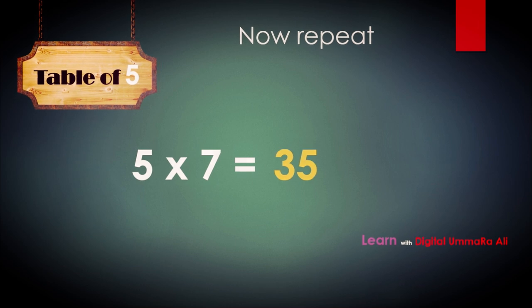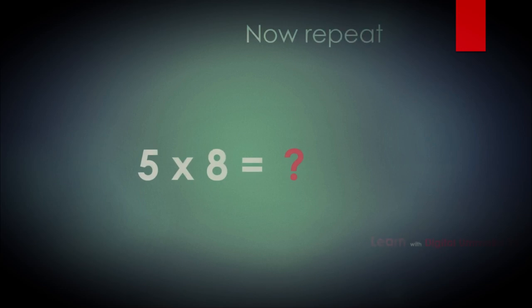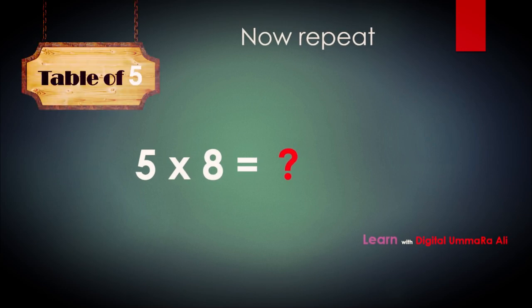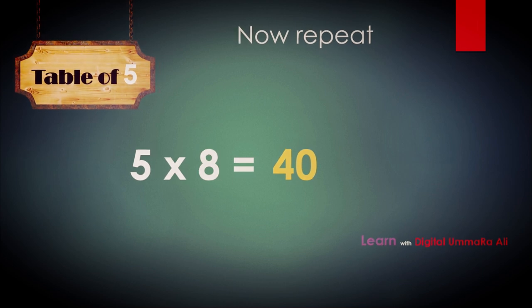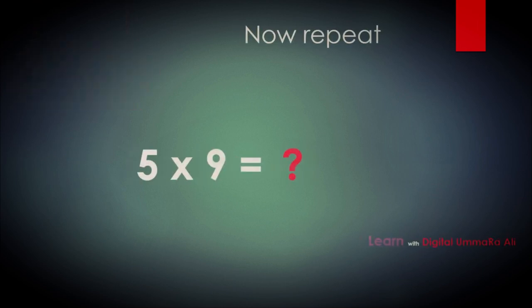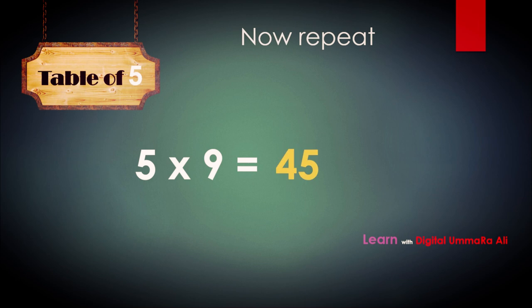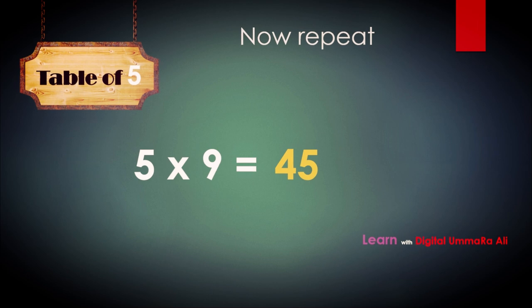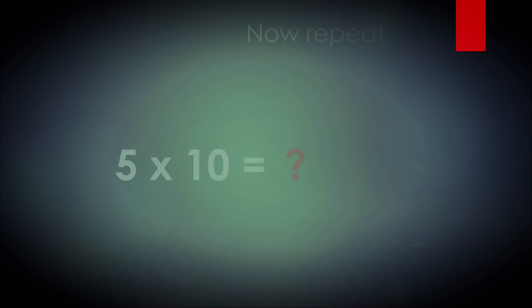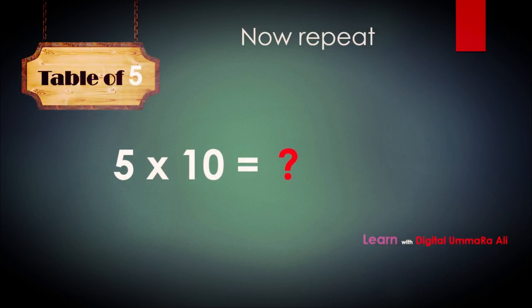5 sevens are 35. 5 eights are 40. 5 nines are 45. Now tell me, 5 tens are? So easy and simple. 5 tens are 50. Yay!